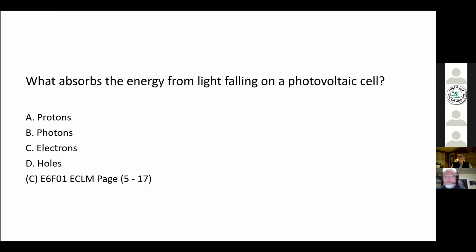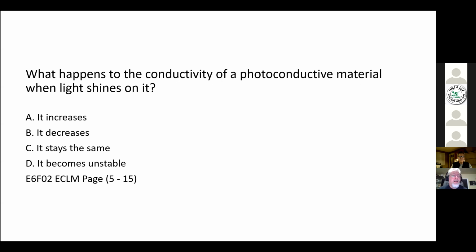Okay. Stop that pop-up. What happens to the conductivity of a photoconductive material when light shines on it? A. It increases. B. It decreases. C. It stays the same. Or D. It becomes unstable. Alpha. Alpha is correct. It increases.